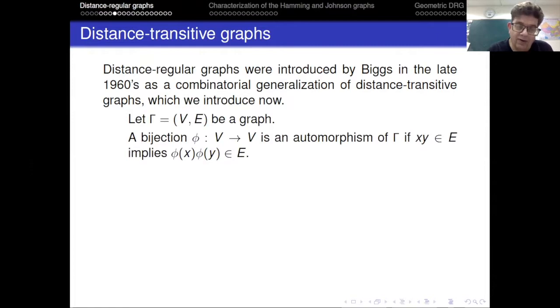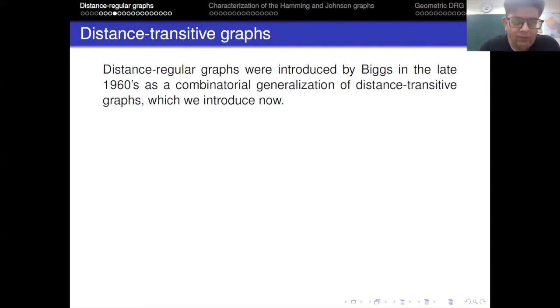So we take a graph gamma, and a bijection from the vertex set to itself is an automorphism of gamma if edges go to edges. So if xy is an edge, because all our graphs are finite, we only need one implication. Because it's a bijection, if xy is an edge, it implies that phi of x, phi of y is also an edge. So an edge goes to an edge and a non-edge goes to a non-edge. I'm sorry for the problems.